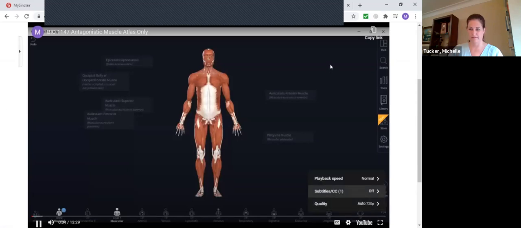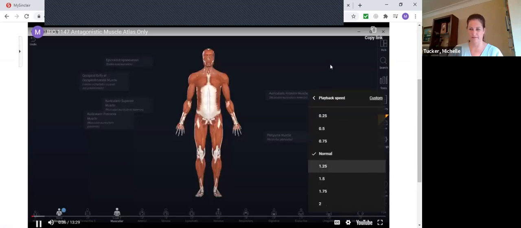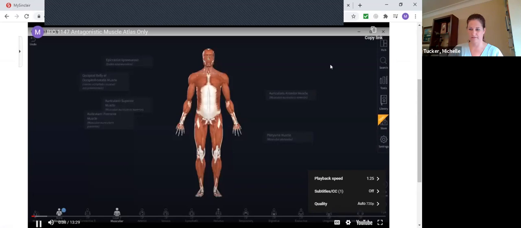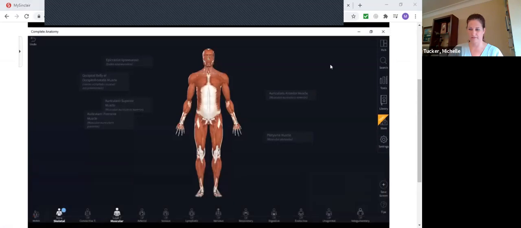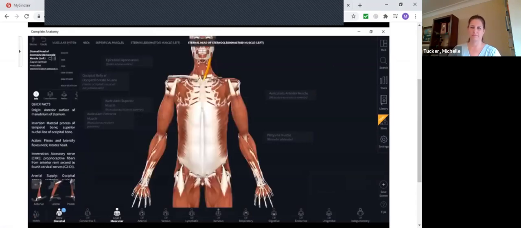Okay, so for today's lab, we are going to go over antagonist muscle pairs. These are pairs of muscles that have opposite actions. The first set of muscle pairs are going to perform neck flexion and neck extension. The muscle that performs neck flexion is sternocleidomastoid. It has 2 antagonists.